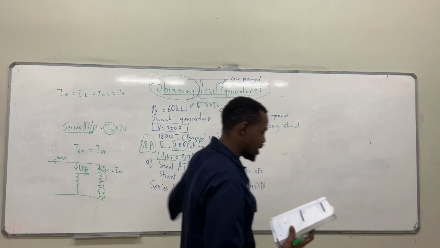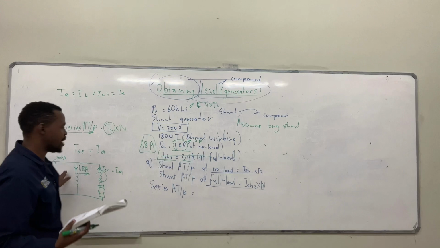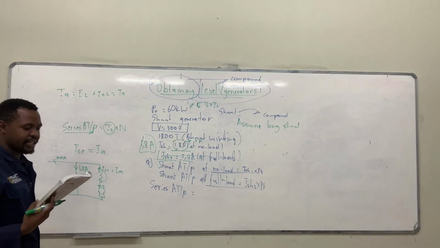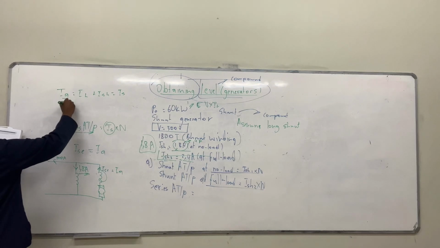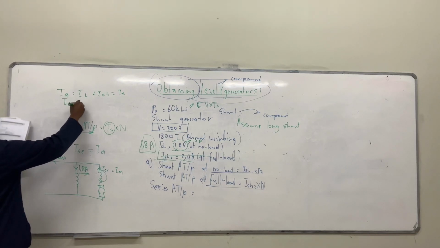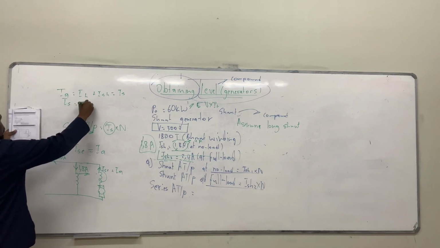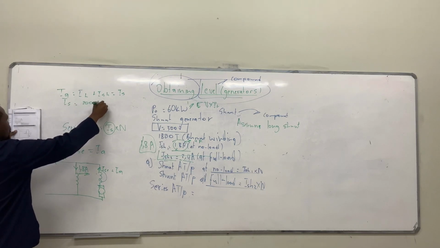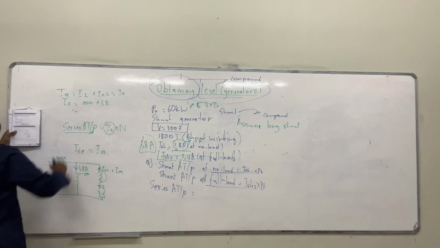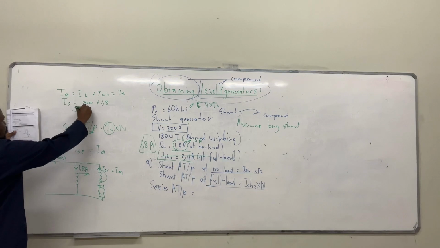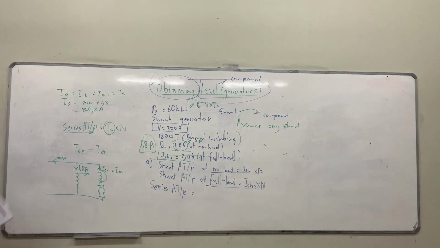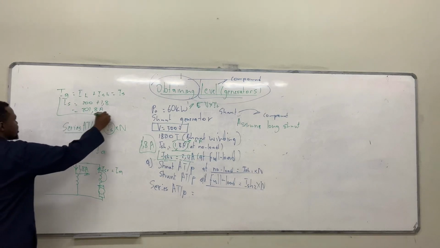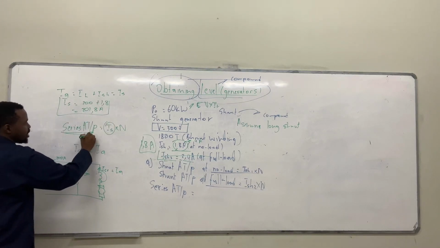So we use 1.8, the no-load voltage. Okay, so the I series is always I load, 200 plus 1.8. That should be 201.8 amps. Now we have a series field current and the ampere turns.